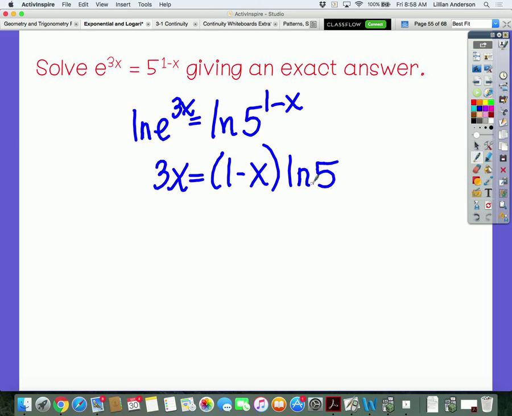I want you guys to go ahead and finish off this problem. Remember, you want to get your variables on the same side.